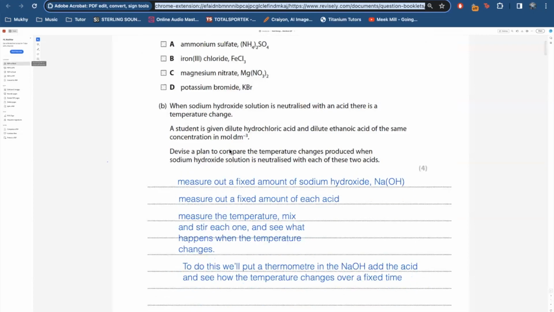I think they word it really complicated. They worded it, Lisa. I'm not going to defend you there. This is not a weirdly worded question. How else were they meant to ask this question other than: devise a plan to compare the temperature changes produced when this is neutralized with each of these acids?